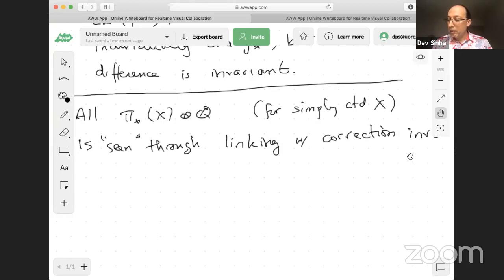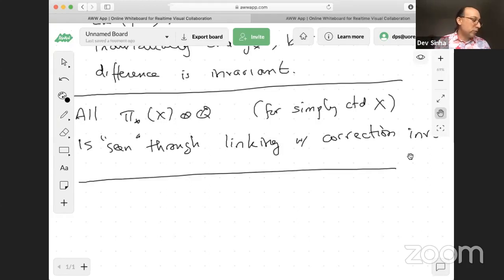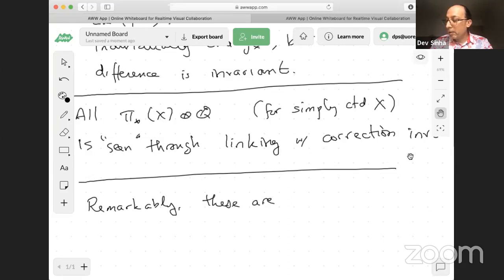So here's some questions. How do you find these? What are relations? et cetera, et cetera. So here's where the bar construction comes in. Remarkably, these linking invariants are governed by bar constructions. All right.